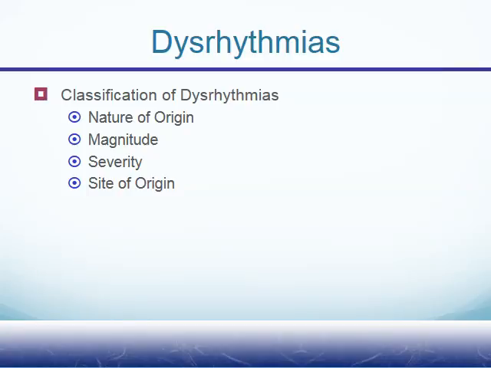All right, so we're going to talk about some dysrhythmias. And the dysrhythmias are classified by their origin, the magnitude, and the severity. So we'll get into some deeper classification here and kind of describe what we're looking for whenever we do see a dysrhythmia and how we're going to identify it.